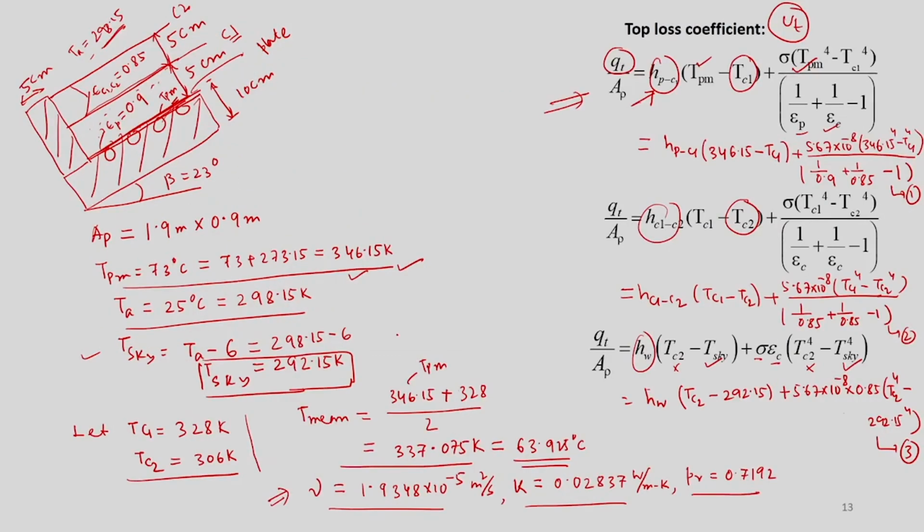Okay. Now, what is next? We need to calculate what is h_C1C2. Okay. So, for this case what we need to do? We need to consider this temperature and this temperature. Already we have assumed that this TC2 temperature is 306. This is 306 and we have 328.